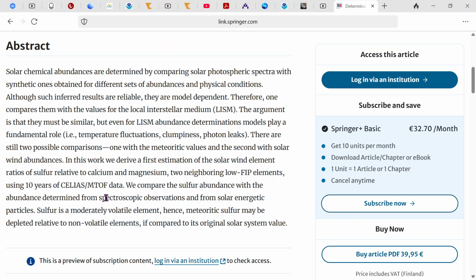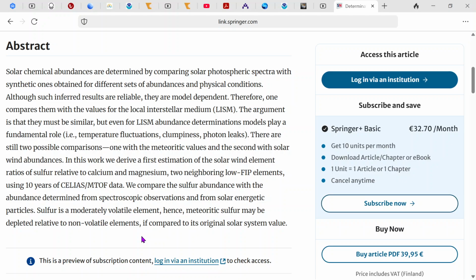In this work, we derive a first estimation of the solar wind element ratios of sulfur relative to calcium, magnesium, two neighboring low FIP elements using 10 years of data. We compare the sulfur abundance with the abundance determined from spectroscopic observations and from solar energetic particles. Particles! Yeah, stuff, matter, material. As we have in CMEs, as I have been talking many times. A coronal mass ejection. Yeah, mass. It's made out of something, material.